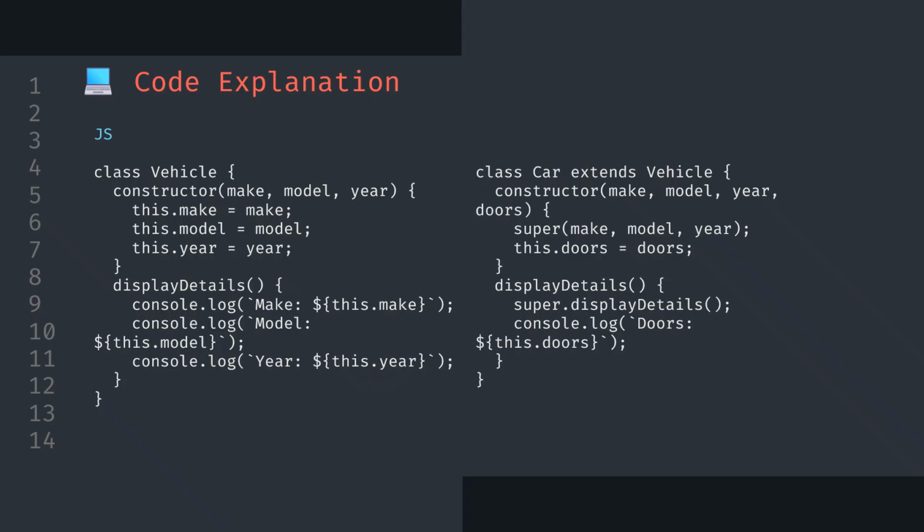Here's our class setup. The vehicle constructor takes in three core properties and has a method to display them. Then the car class uses extends and calls super to inherit from vehicle. We also override the display details method to add one more property, doors.